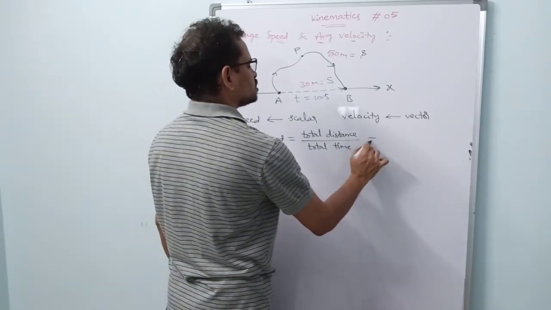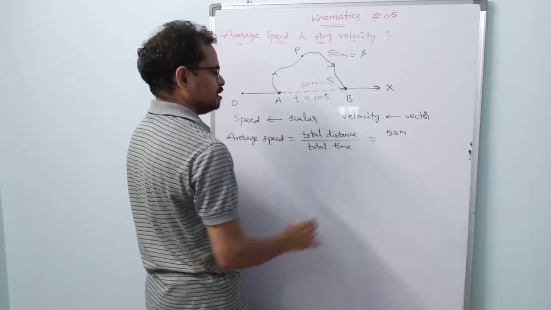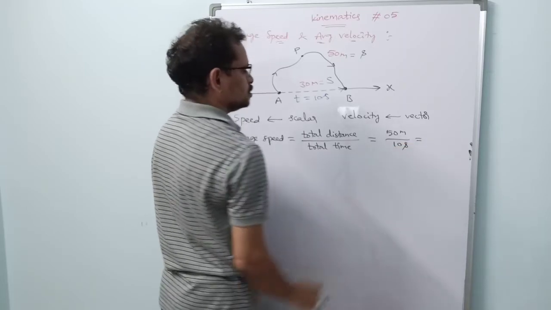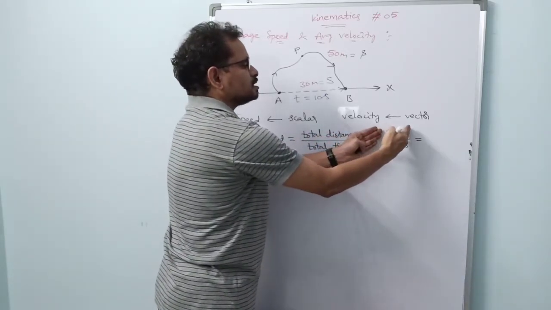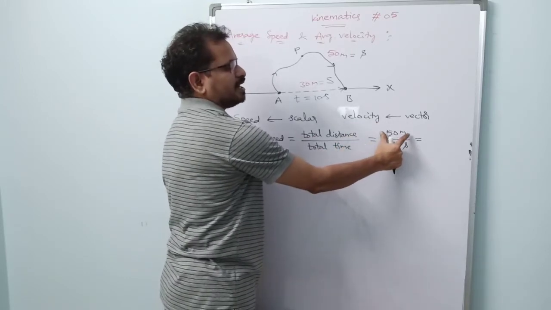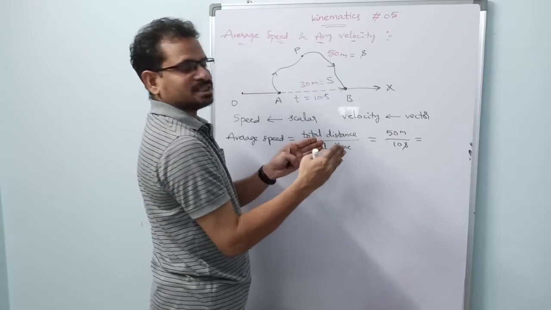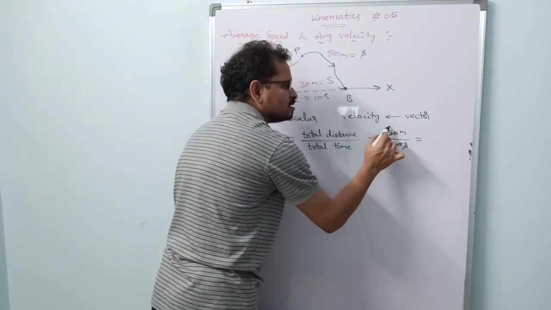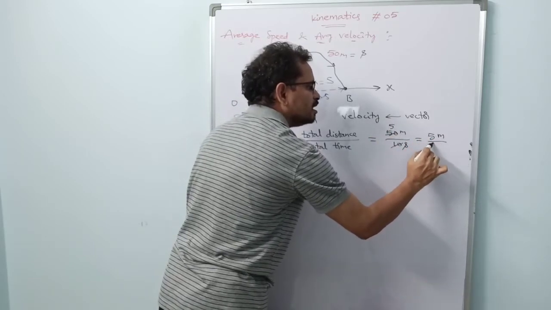So now what is the total distance here? 50 meters. And what is the total time? 10 seconds. So average speed is equal to total distance by total time. See what we are doing: we are dividing this distance over each time interval of 1 second. 10 goes into 50 how many times? 5 times. So this is equal to 5 meters per 1 second.